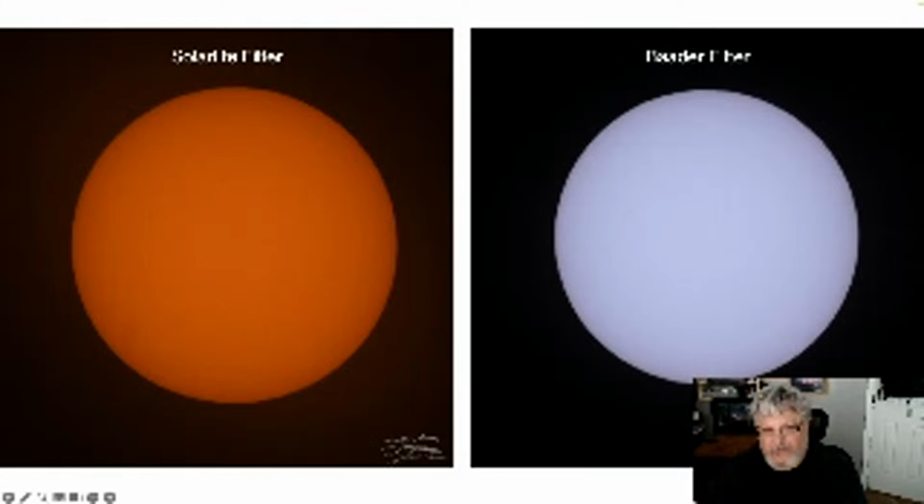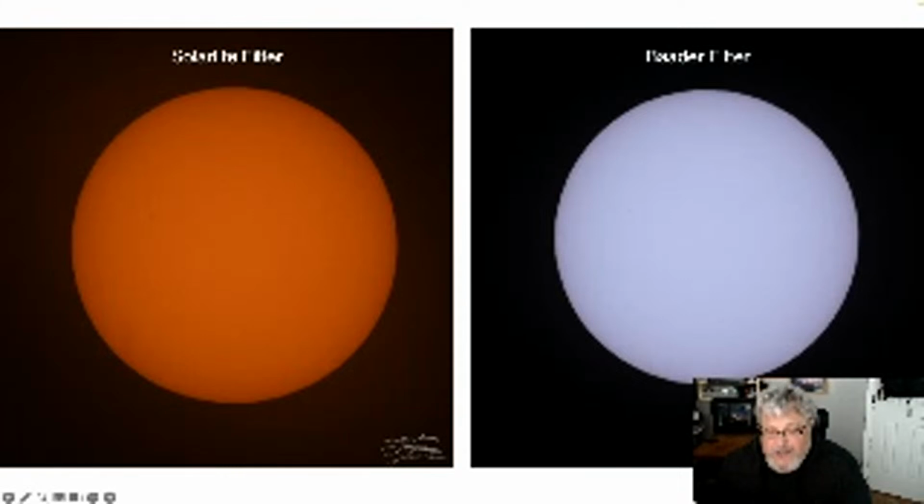So what's the difference? The image on the left is a solar light filter. You can see the orange tinge to it. Those are the filters we're using for this eclipse. We like that color. The Baader filter will give you a white sun.